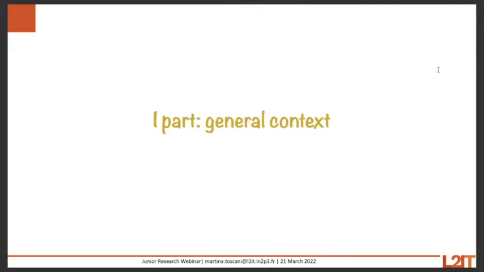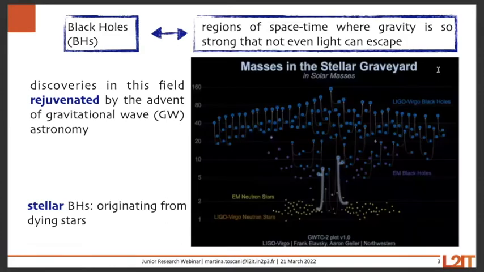Okay, so let's start from the general context. When we think of astrophysics, among the most intriguing objects that we can study in this field, there are black holes. Black holes are regions of space-time where gravity is so strong that not even light can escape them.